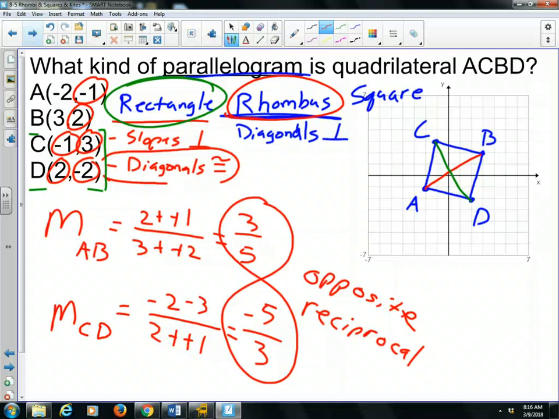Now class, if it's a rectangle, that means all of these angles are 90 degrees, because a rectangle has 4 90-degree angles. And if it's a rhombus, that means all 4 of these sides are congruent. So if all 4 sides are congruent and all angles are 90, what else do we have? Yes, we have ourselves a square as well, don't we? Whenever a figure is a rectangle and a rhombus, it's automatically also a square. So this parallelogram is all 3, rectangle, rhombus, and square. Let me know if you have any questions on that when you get to class tomorrow.